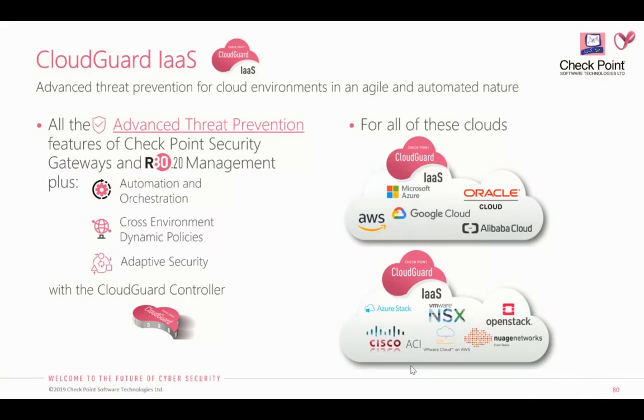And now we come to CloudGuard IaaS. There are two types of protection, private and public cloud protections, with CloudGuard IaaS. You can just think of CloudGuard IaaS like the Check Point firewall at the cloud level. It has all the features that the on-prem devices have, so it has complete parity of features on the cloud also.